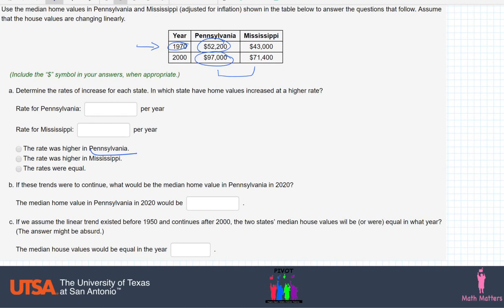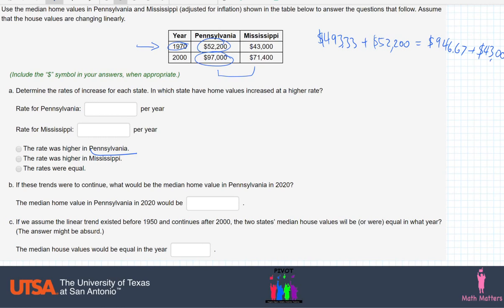Part C asks, if we assume the linear trend existed before 1950 and continues after 2000, the two states' median house values will be equal in what year? In order to do that, we need to use the rates of increase for each state and add them to the year 1970. For Pennsylvania, write that on one side, so we will have 1493.33 plus 52,000 is equal to the rate of increase for Mississippi, 946.67, plus the start rate for 1970, 43,000.